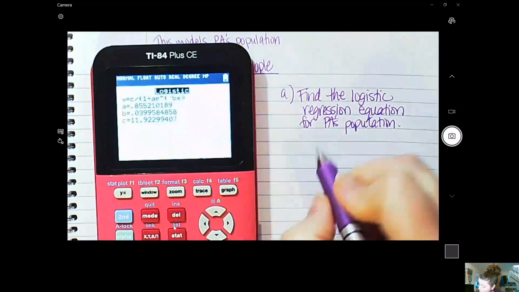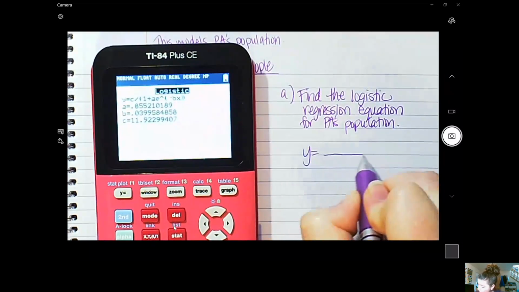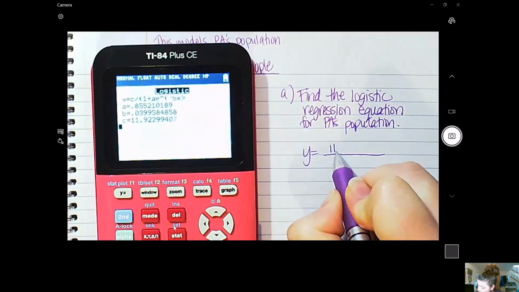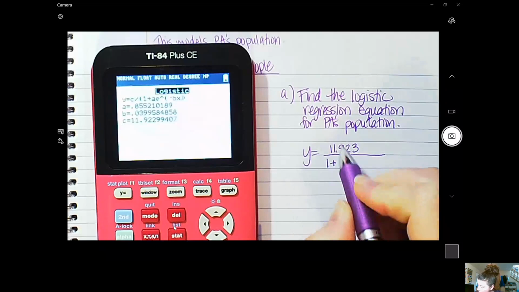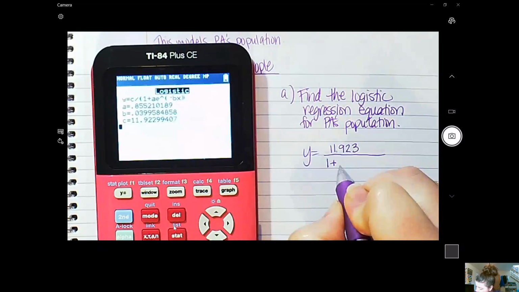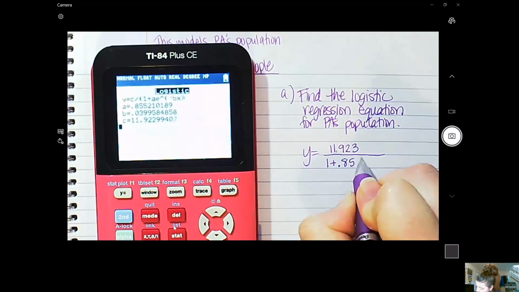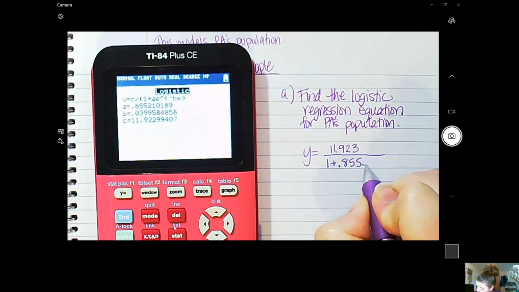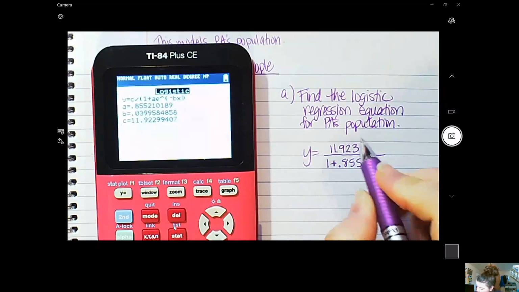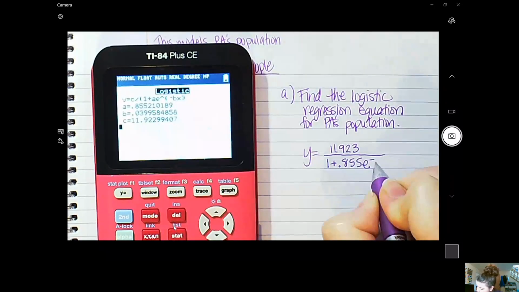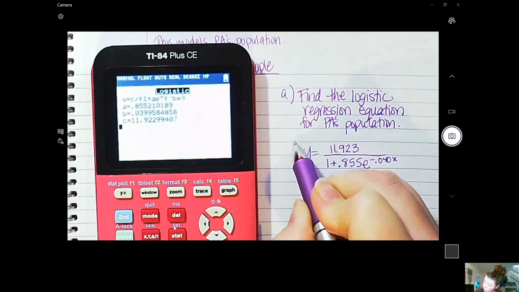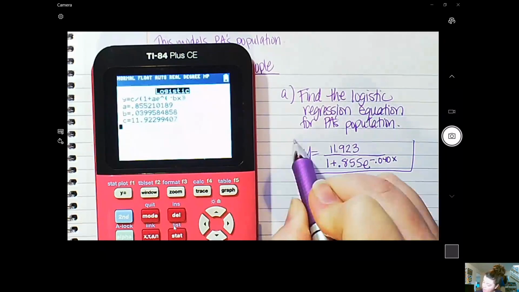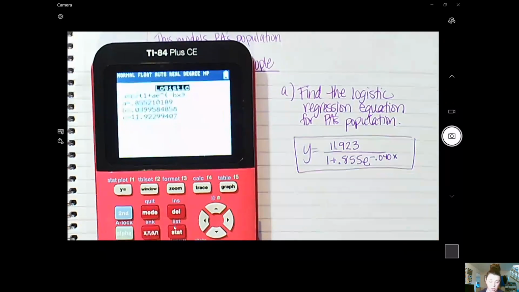So when I write this out, y equals, and I know that c goes up on top, right? So 11.923, and then 1 plus a, which is 0.855, times e to the negative, they called it b here, 0.040, and then x. That is my logistic regression equation.